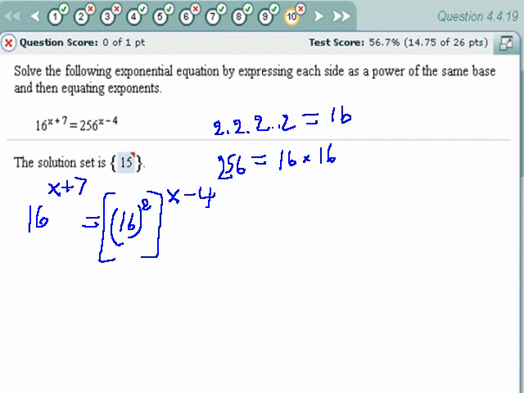So now what I'm going to do is try to have the same base. I'm not going to change 16 to 2. I'm going to keep it 16. Here, I changed the 256 to 16 squared, right?